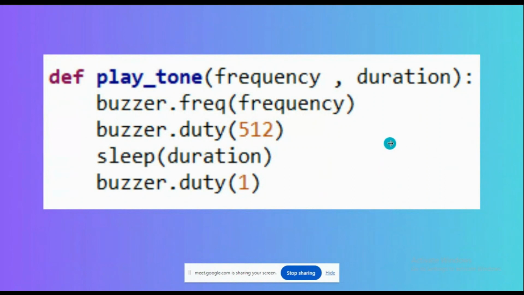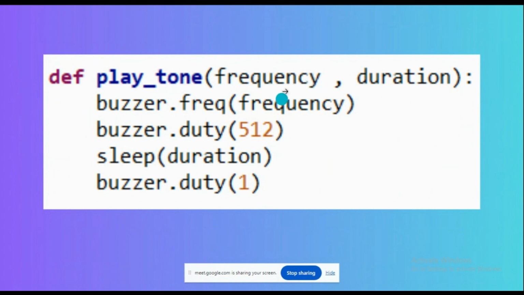And now we are going to define a function called play tone, or the tone function. That means the function that we need to run to activate the buzzer. So we need to define a function. This function name, you can use any name. Here I have used play tone.